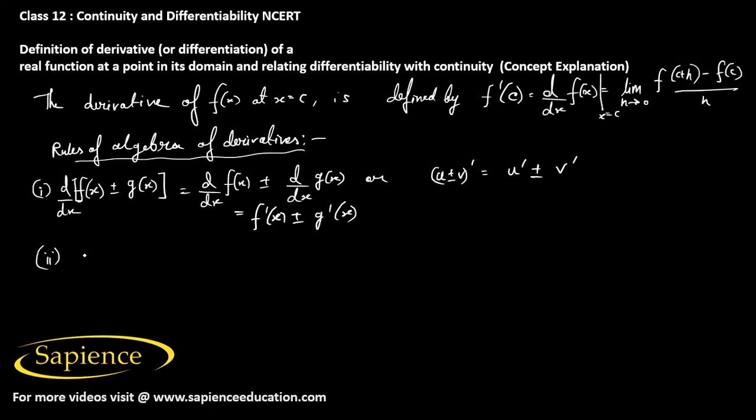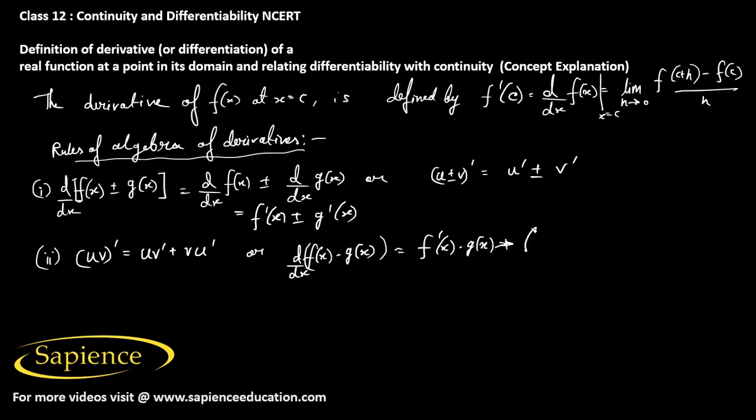And the second rule is uv whole dash, that is equal to uv dash plus vu dash. Or we can say that f of x into g of x whole, d by dx of that is equal to f dash x into g of x plus f of x into g dash x. And the third rule is the quotient rule. The second rule is called the product rule or the Leibniz rule, and the first rule is the sum rule and difference rule of differentiation, and the third rule will be the quotient rule of differentiation.